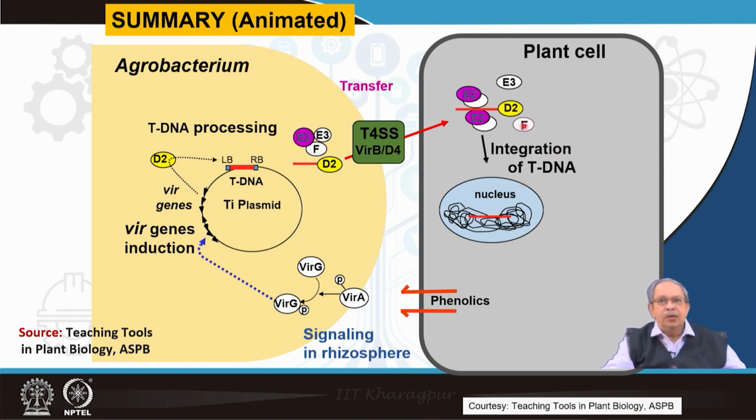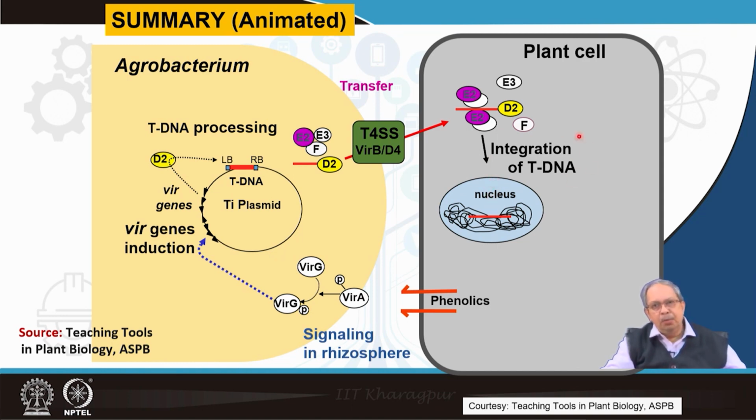Once it enters, you see that D2 is wrapped by E2, and then E3 and F are guiding. So, they may have a nuclear localization signal. It is guiding so that the tDNA reaches near a proper nuclear pore, through which it enters into the nucleus.